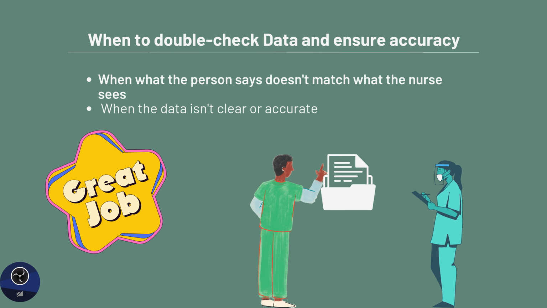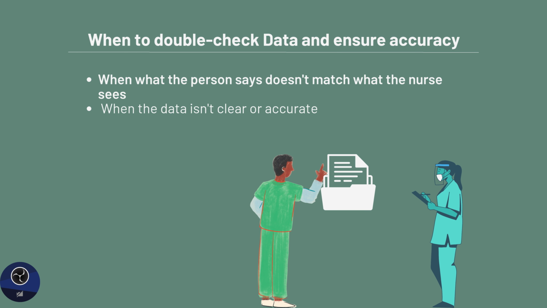Listen, as great nurses that each of you are destined to be, you need to know when to double check the data and ensure that it's on point, or when it's accurate, in other words. Validation is the process of confirming or verifying information to ensure that it is accurate. It's important to validate data when there are discrepancies, when the information just doesn't look right. So, for example, there's a discrepancy between what the patient says and what you as a nurse have observed, or when the data lacks objectivity.